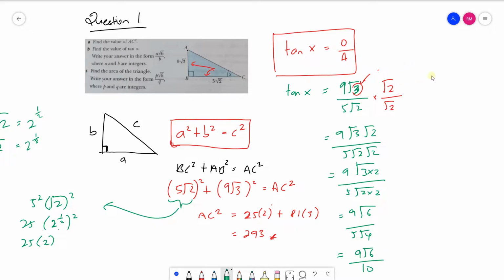So by just multiplying by surd 2, we managed to convert the surd 3 to become surd 6, as the question is asking us to do. So when we compare side by side A surd 6 over B, we managed to find that A is equal to 9. This is 9 and not A, alright. B is equal to 10. Yes, we managed to find the answer for question B.